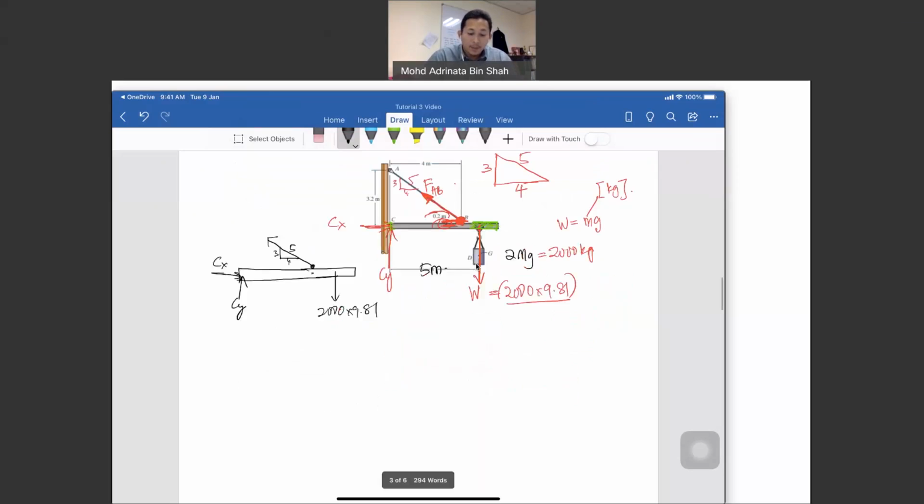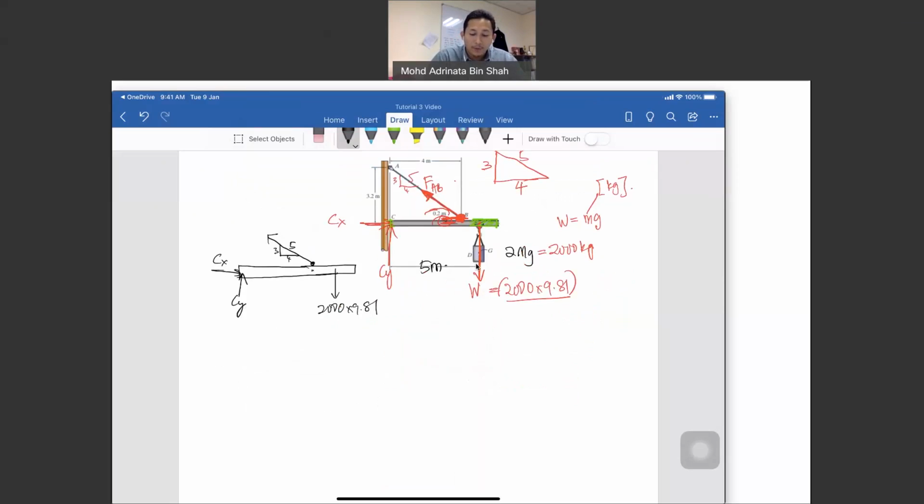That's all. Okay, so if your structure is in equilibrium, it needs to satisfy the equations of equilibrium where Fx equals 0, positive, and we have Cx minus FAB times 4/5 equals 0. So we have two unknowns, Cx and FAB, so we cannot solve.